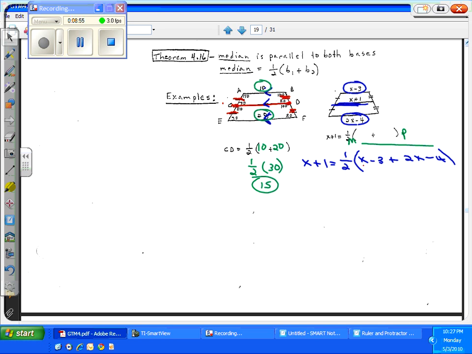We can do what's in the parentheses in the way of combining like terms. And so we're going to have x plus 1 equal 1/2 times open parenthesis, x plus 2x is 3x, negative 3 and negative 4 is negative 7.